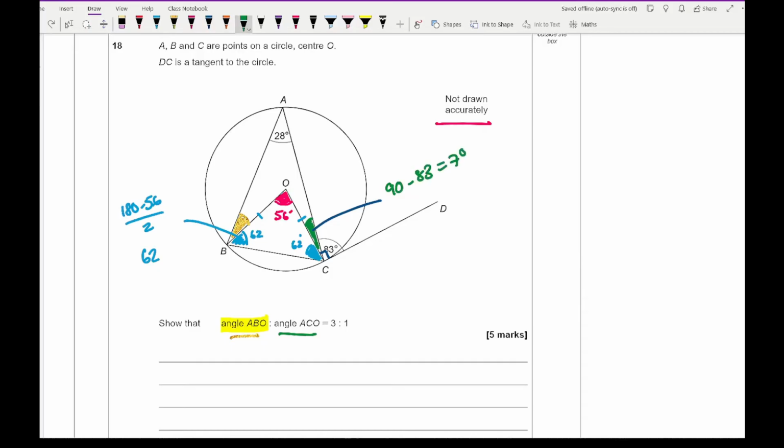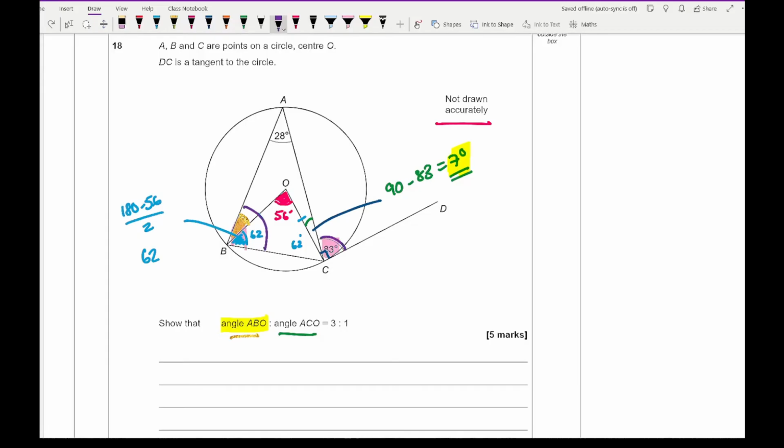So this green angle is 7, and let me just highlight that. So the next thing for me then to do is to work out what this angle here is going to be. Now with this, what we know is that we've got an alternate segment theorem, which basically states that this whole angle here of 83 equals this entire angle here.